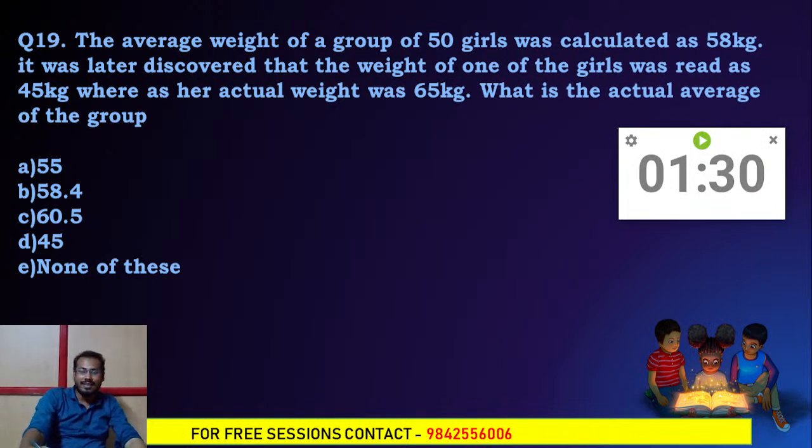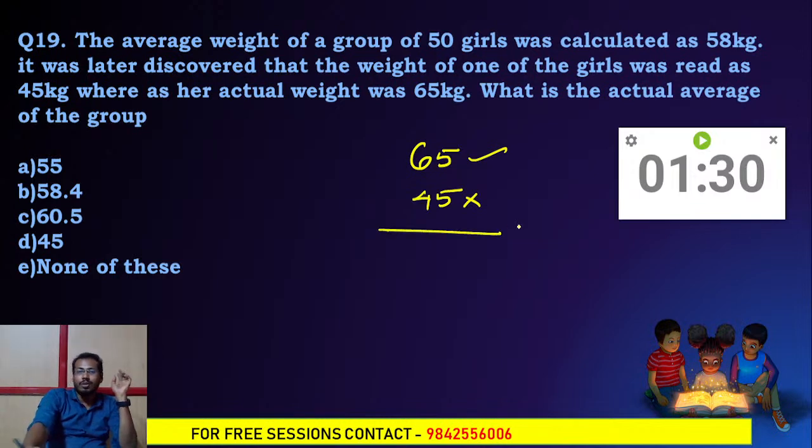Super, Meher. Let me explain this sum. See, the average weight of a group of 50 girls was calculated as 58. Okay, it was later discovered that the weight of one of the girls was read as 45 kg, whereas her actual weight was 65. Her actual weight was 65. This is the right one. The wrong one was mistakenly taken as 45.